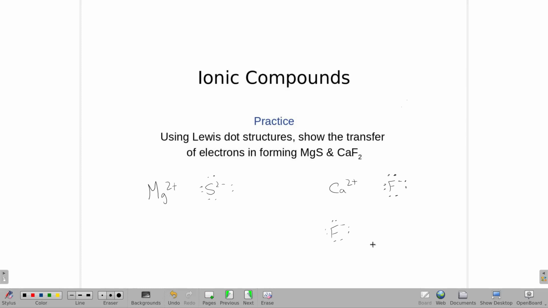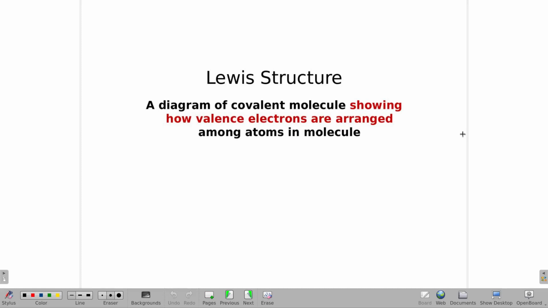We're not really going to do that in this. We actually are just doing what we just did here. And it would have been perfectly fine for me to put the fluorines one on either side of the calcium. So it'd be something more like this: fluorine, calcium, fluorine, and keep it all in one straight line. Both are perfectly acceptable. All right, the Lewis structures for covalent molecules are a little bit more involved.